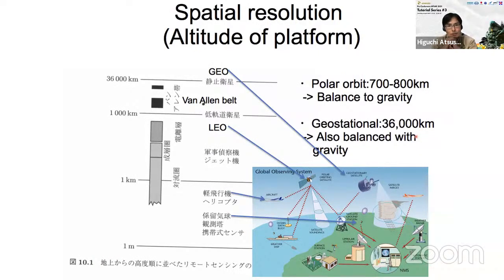Spatial resolution is based on the altitude of the platform. Many satellites observe around 700 to 800 kilometers, a height balanced with gravity, and most satellites observe around this height. On the other hand, geostationary satellites are much higher, and this height is also balanced with gravity. I will explain this phenomenon in the next slide.